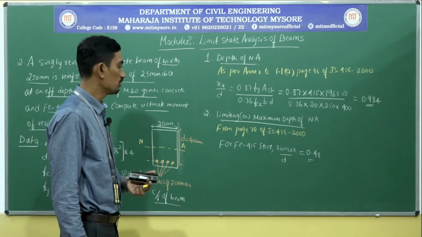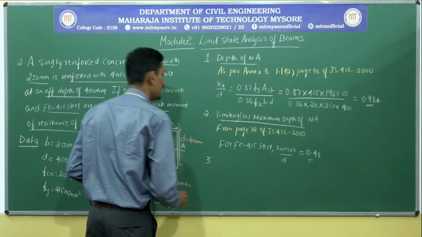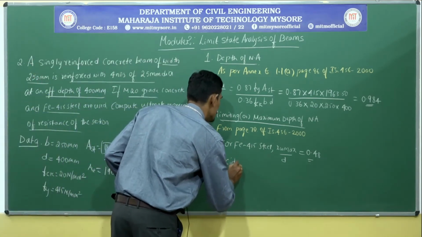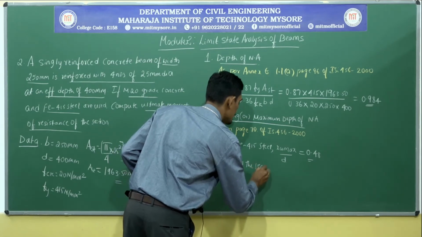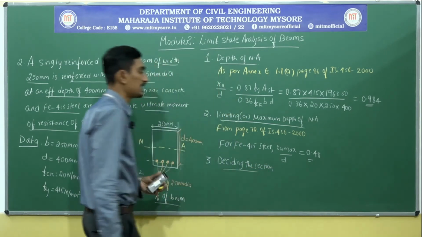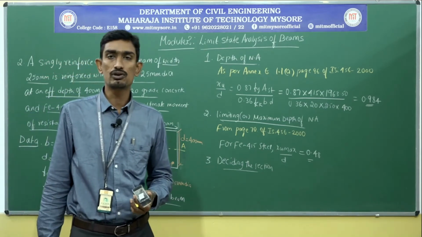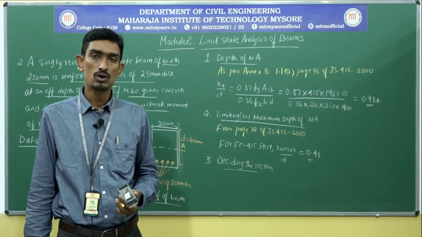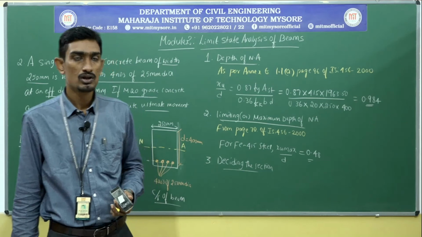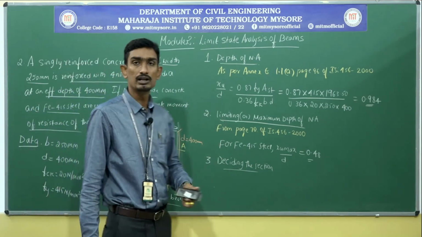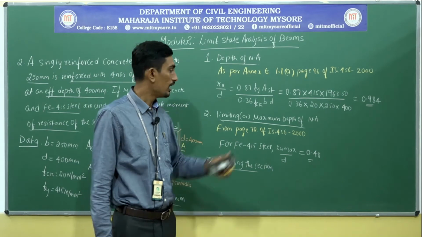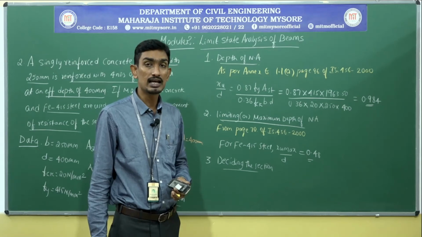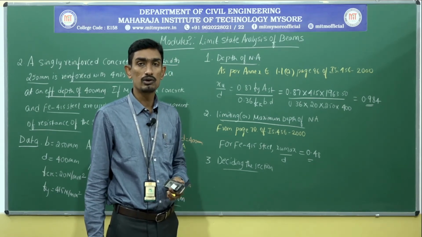0.48. So now the next step, that is step number 3, deciding the section. Deciding the section means we are going to decide whether it is singly reinforced or doubly reinforced, or I can say it is under reinforced or over reinforced. So we are going to check whether XU by D is greater than XU max by D or XU by D is lesser than XU max by D. Now we are going to check that.